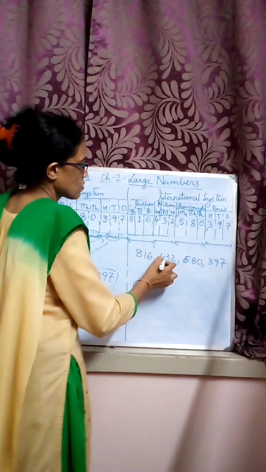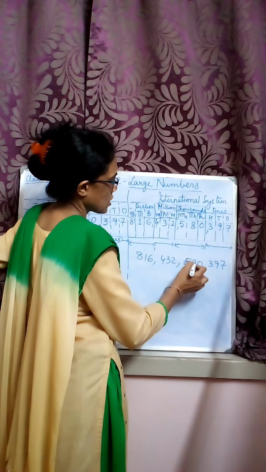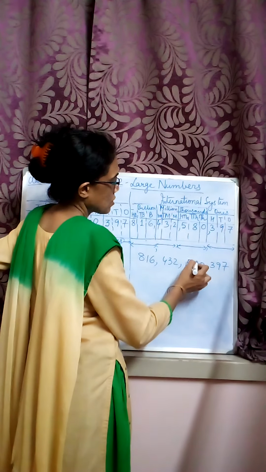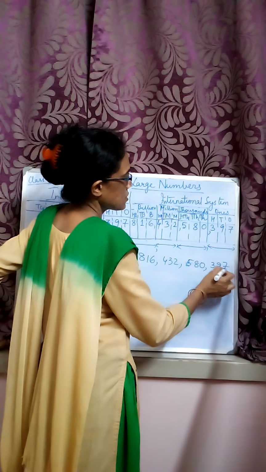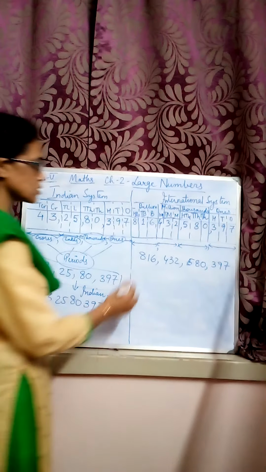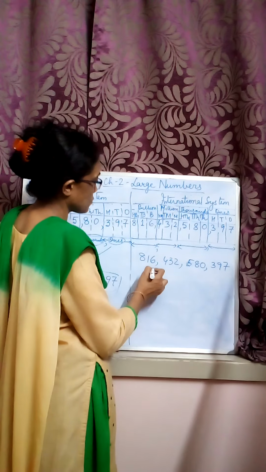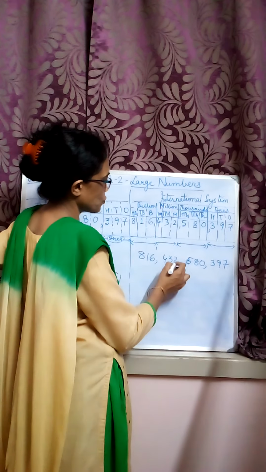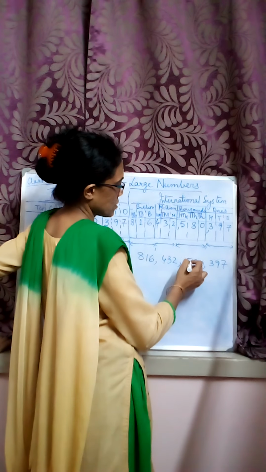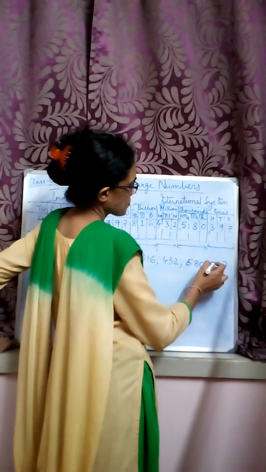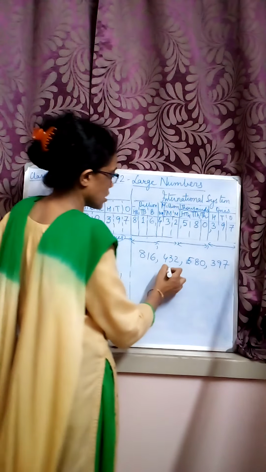816 billion 432 million 500,000 580,000 and 397. So in this way, again I am repeating it, 816 billion, 432 million, 580,000, 397. In this way we are specifying this in words.